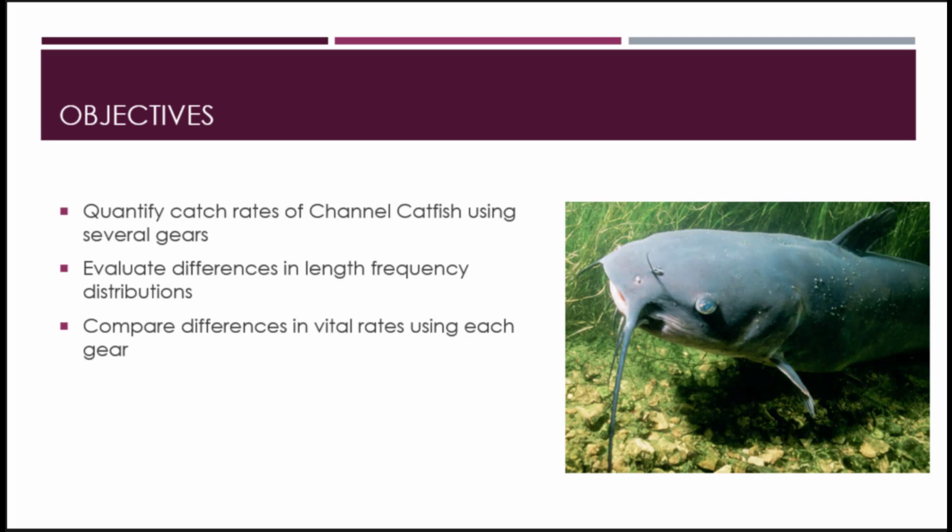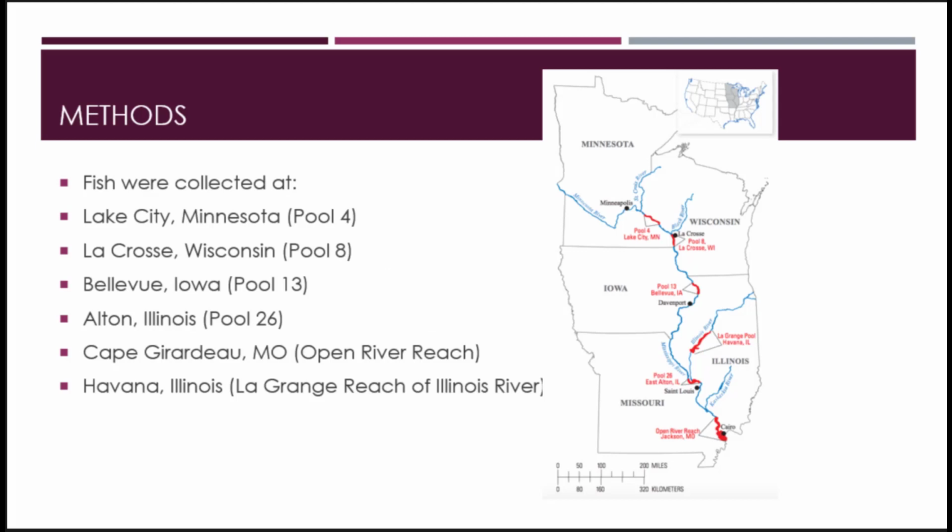The objectives of our study were to quantify the catch rates of channel catfish using various gears, and evaluate differences in length frequency, right? That's going to get at what kind of view we are getting of the population. And additionally, take all that data and then generate population demographics and see how those values may vary given those different gear choices. We were presented with this awesome opportunity to look at data from a long-term data set collected by various state agencies as a part of the Long Term Resource Monitoring element for the Upper Mississippi River.